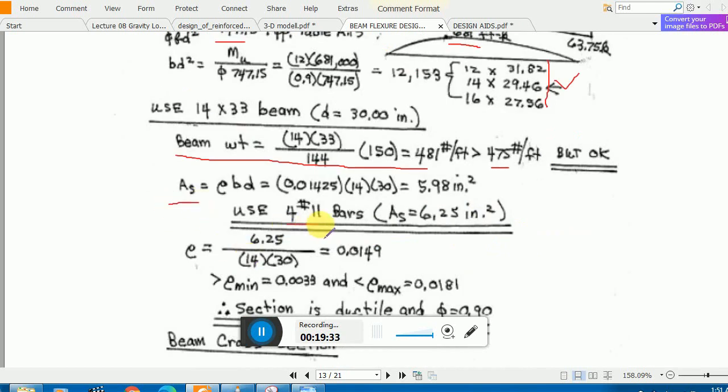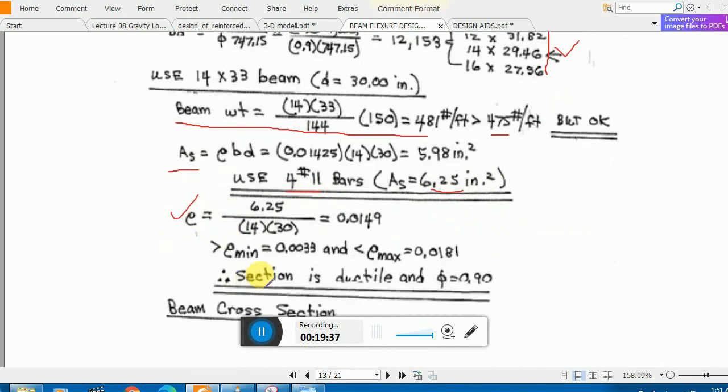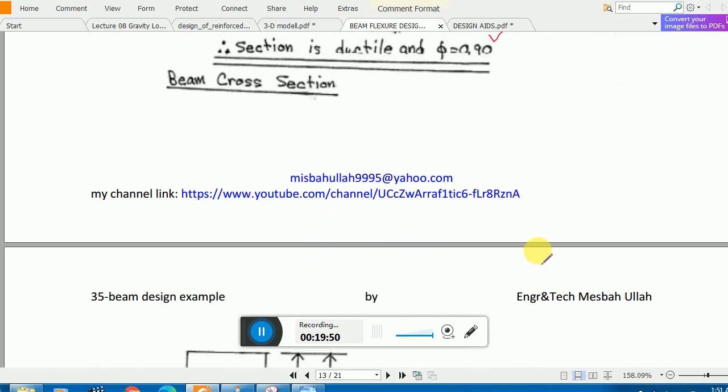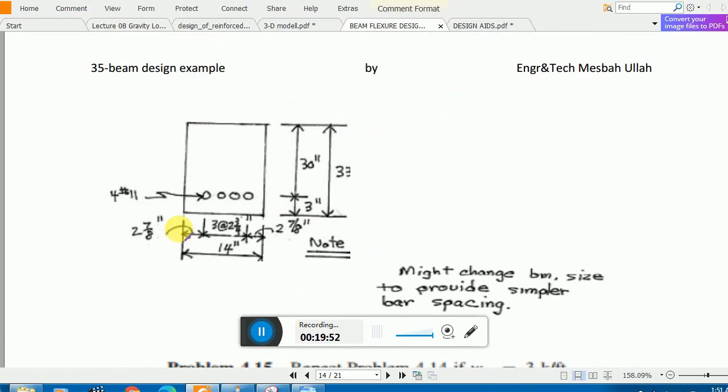Calculate As, decide the number of bars, and recalculate your rho value. Now check the limitations, and if the limitations are fulfilled, so you see limitations are fulfilled, the section is ductile, meaning a tension control section, and we are eligible to use 0.90. And this is the final section, and you have to check this width.